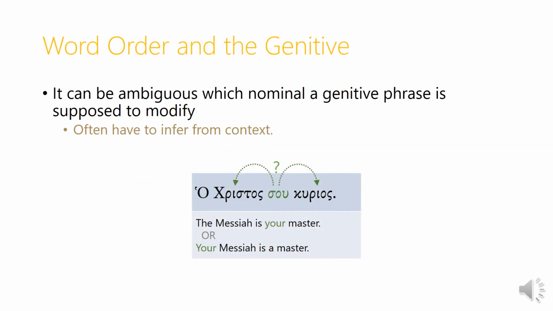Although word order is generally very fluid in Greek, there are some situations in which there are some constraints on word order, just for the sake of clarity. It can be ambiguous which nominal a genitive phrase is supposed to modify. And often we just have to infer from context which nominal the genitive phrase goes with.